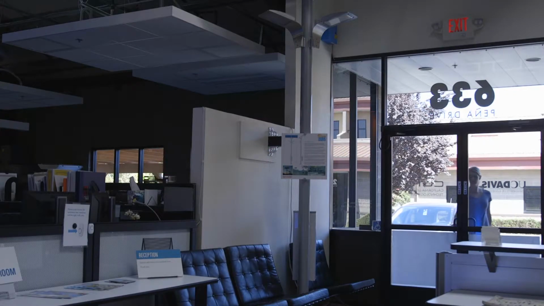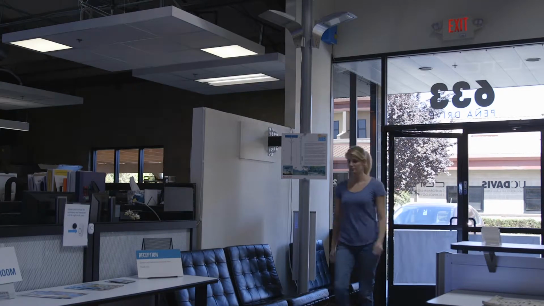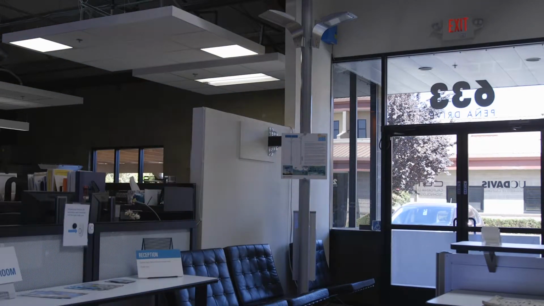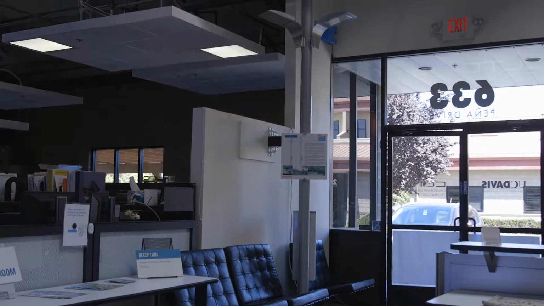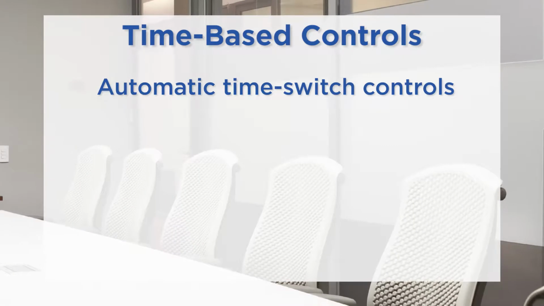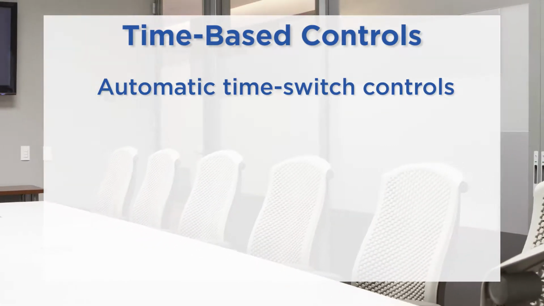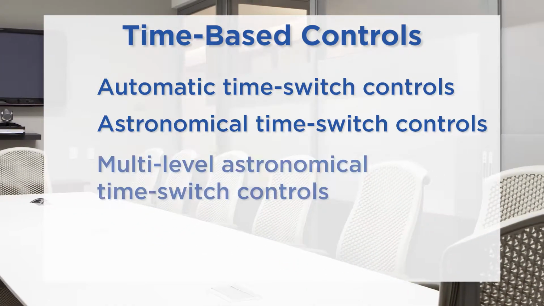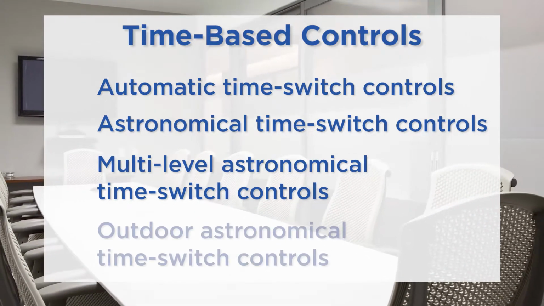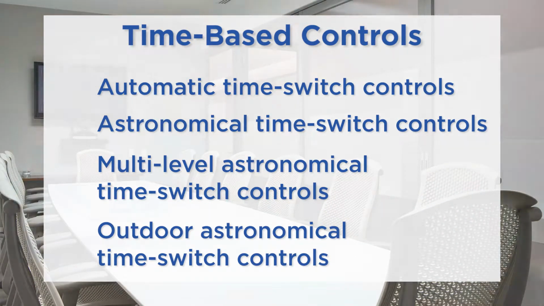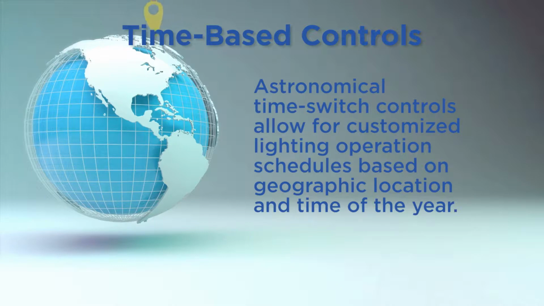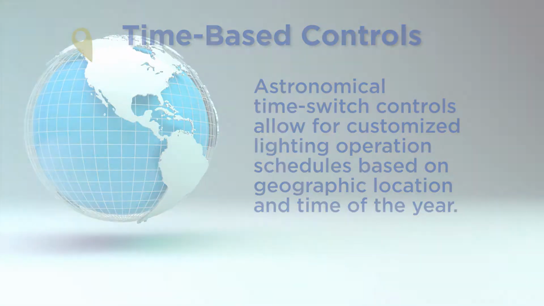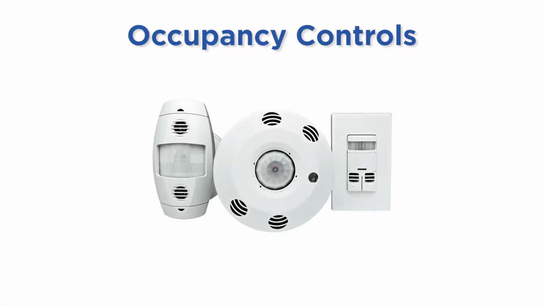For example, a time switch control can be programmed to automatically turn lighting on in the morning before people arrive for work, and automatically turn lighting off after they leave work. Time-based controls include automatic time switch controls, astronomical time switch controls, multi-level astronomical time switch controls, and outdoor astronomical time switch controls. Astronomical time switch controls allow you to customize lighting operation schedules based on geographic location and time of the year. Then there are occupancy-based controls.